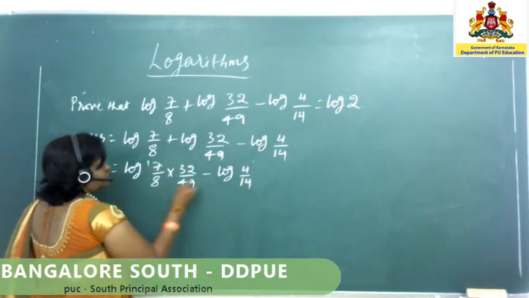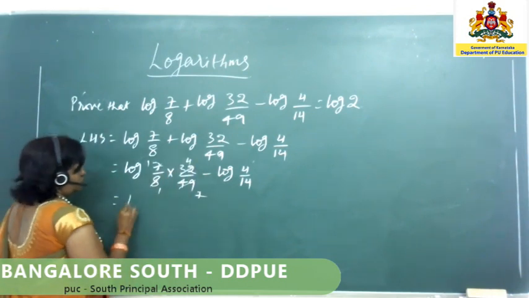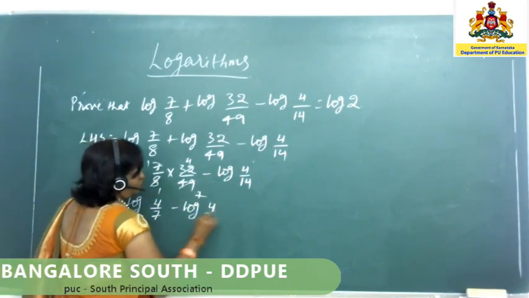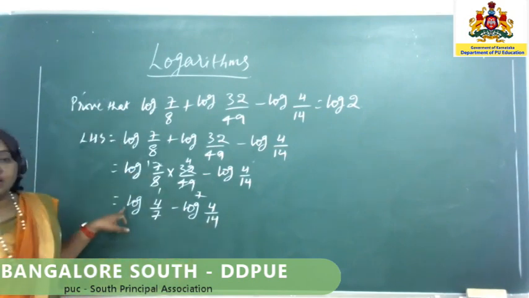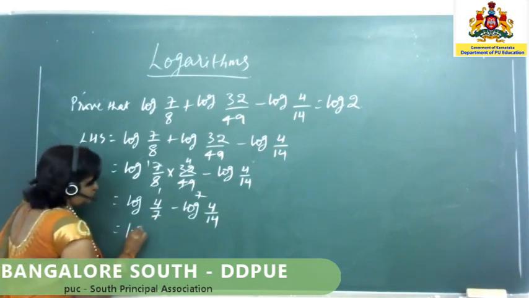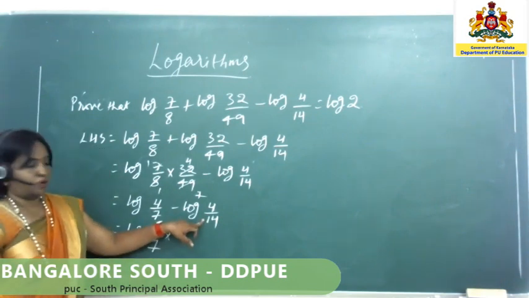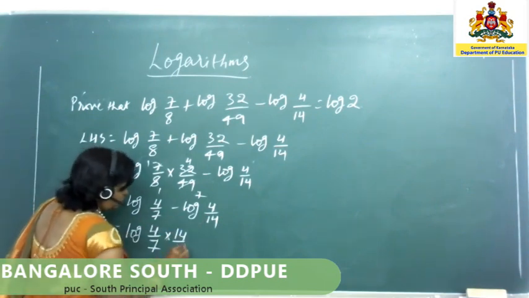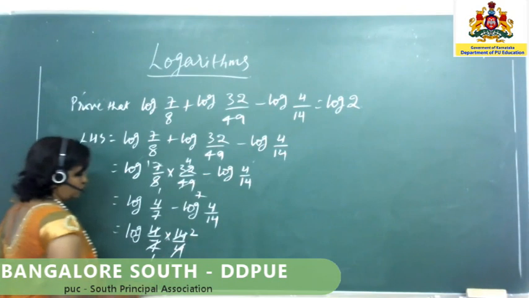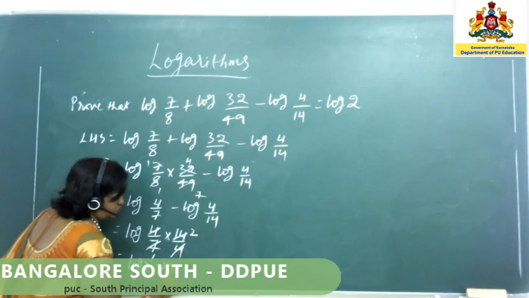So 7 into 1, 7 into 7. 8 into 1, 8 into 4. So this is equal to log 4 by 7 minus log 4 by 14. Log m minus log n is log m by n. So therefore, this is equal to log 4 by 7 into, so take the reciprocal of this, 14 by 4. So 4 and 4 will get cancelled. 7 into 1, 7 into 2. So that is equal to log 2, that is equal to RHS.